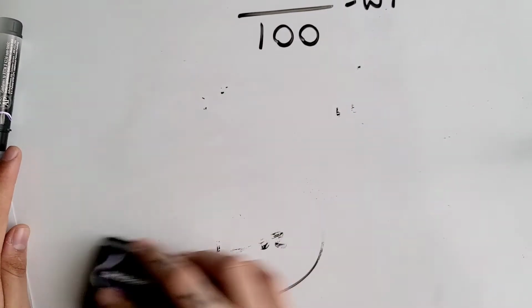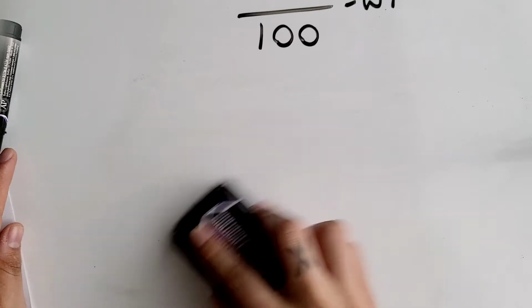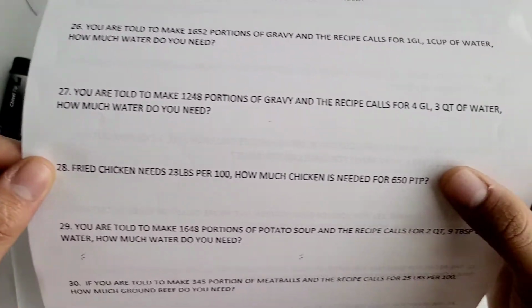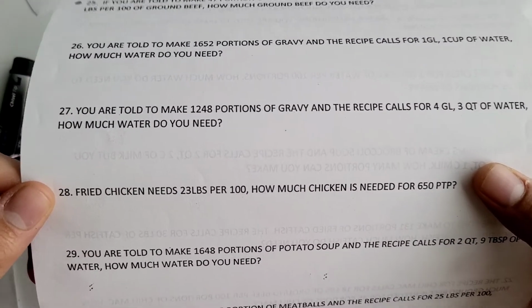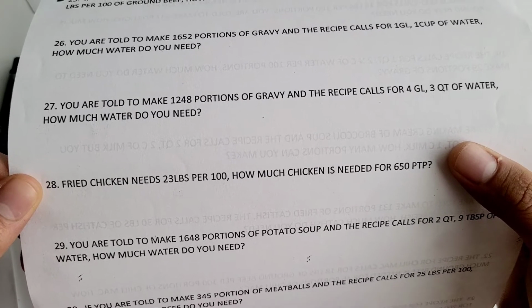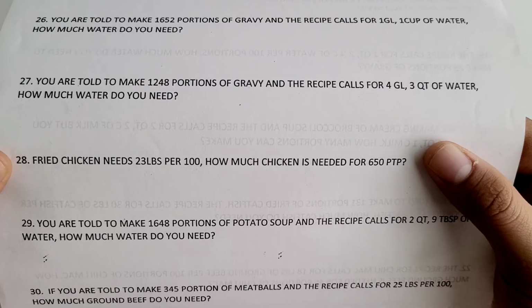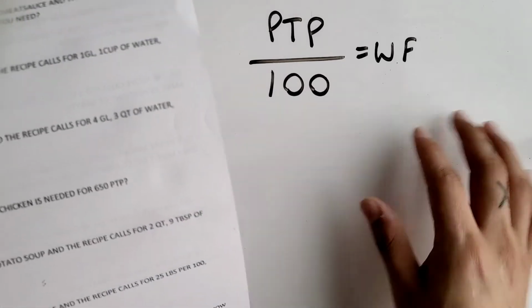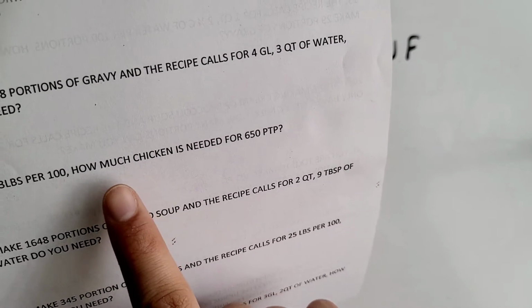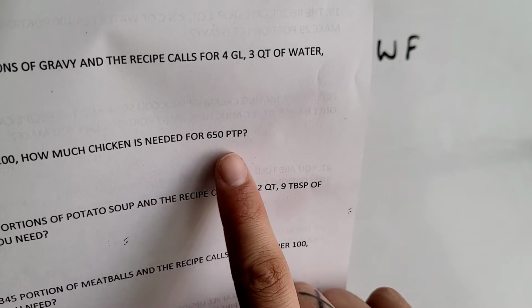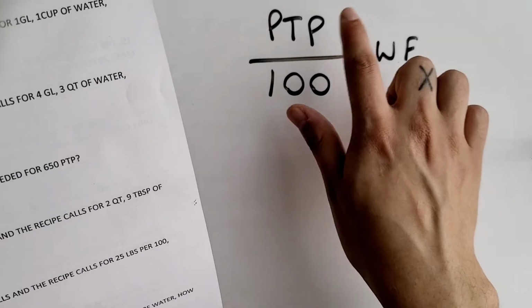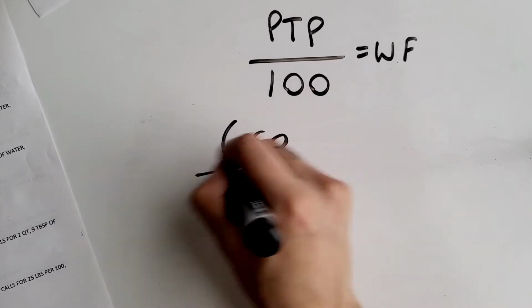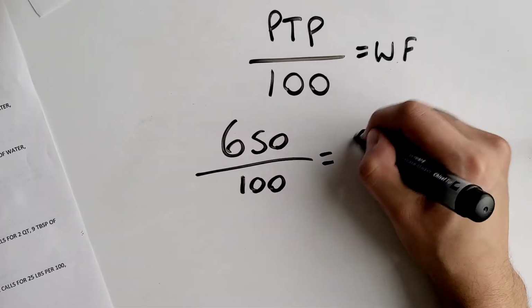Alright, moving on to this next one. So number 28. So it says fried chicken needs 23 pounds per 100. How much chicken is needed for 650 portions? So again, the first thing you want to do when it comes to these problems is find your working factor. So like right here it says how much chicken is needed for 650 portions to prepare. So this is your number that's going to go on the top, the 650. So 650 divided by 100 to get your working factor, which is 6.50.